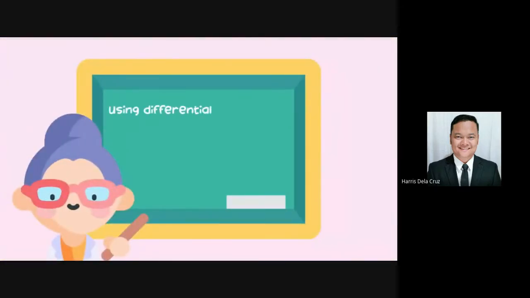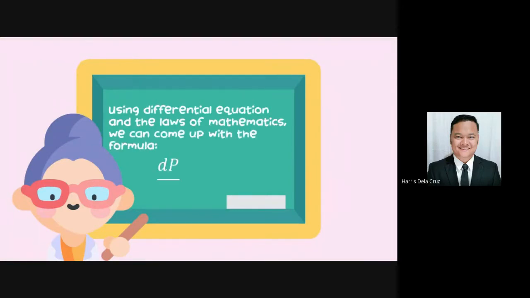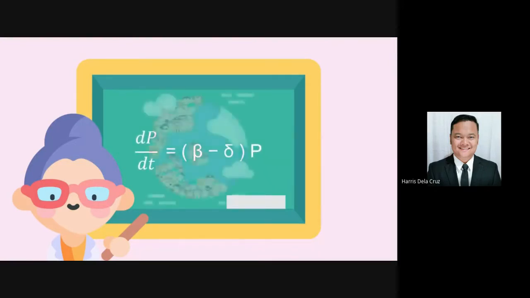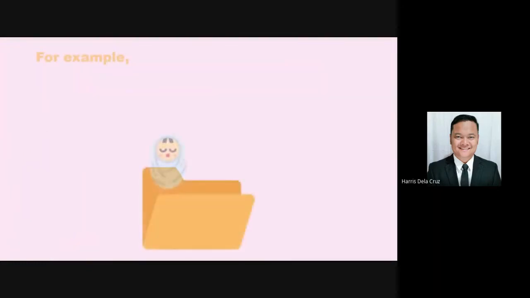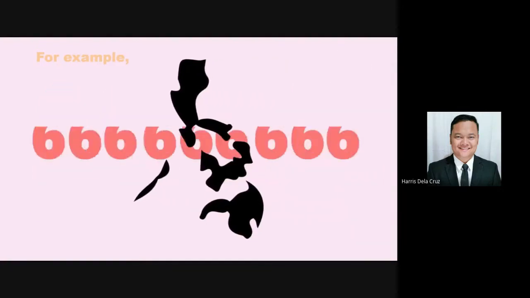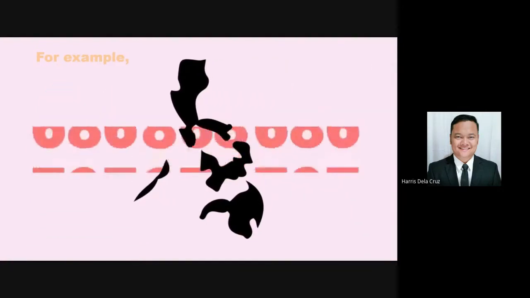Using differential equation and the laws of mathematics, we can come up with a formula: dP over dt is equal to beta minus delta multiplied by P. With this formula, we can make educated assumptions about a certain population. For example, with the data of the birth and death rates in the Philippines in 2018 provided by the Philippine Statistics Authority, we can come up with the expected population in the country for the following year.